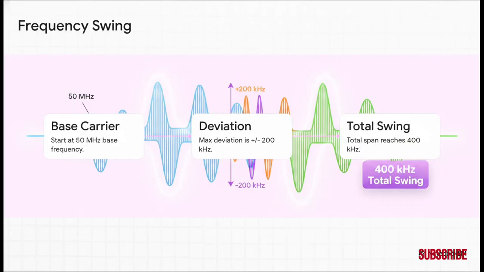Let's calculate the total swing together using a real-world example. Say we start at a base carrier frequency of 50 MHz, and our maximum deviation is plus or minus 200 kHz. That means our highest frequency hits 50.2 MHz and our lowest drops to 49.8 MHz. So our wave sweeps back and forth over a total span, or swing, of 400 kHz.